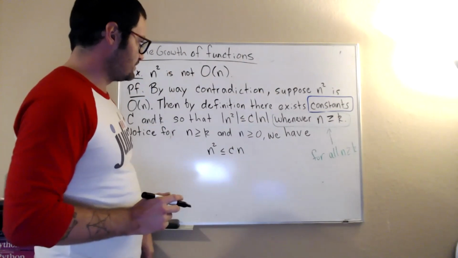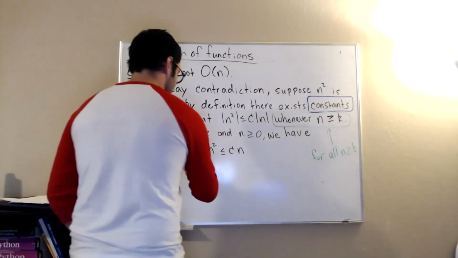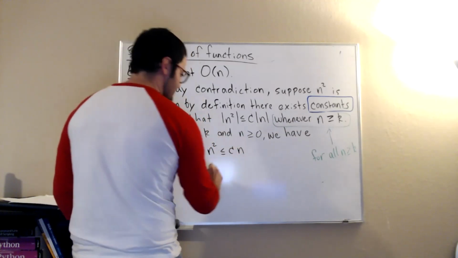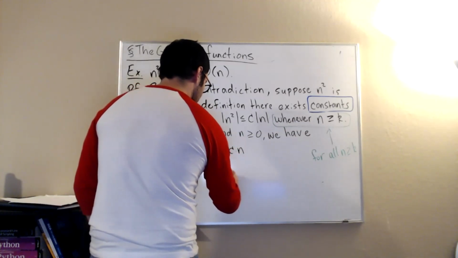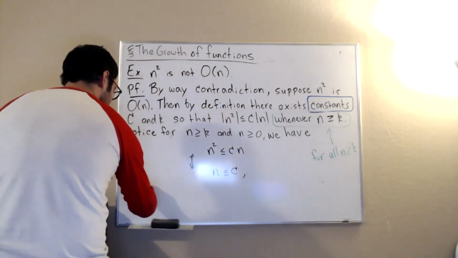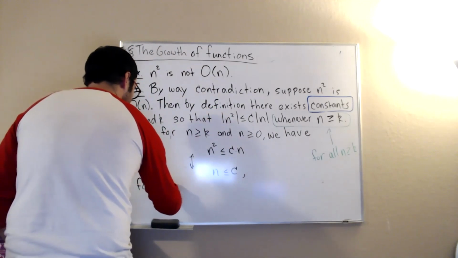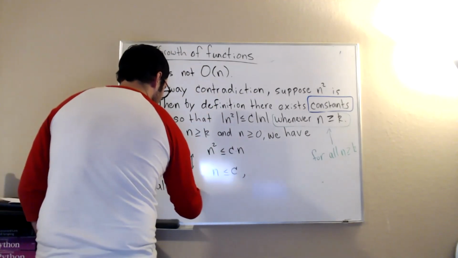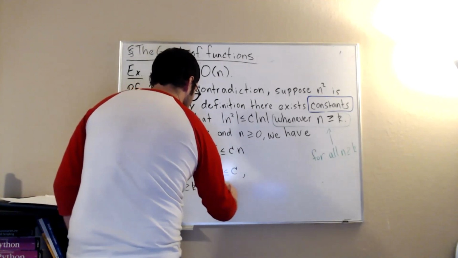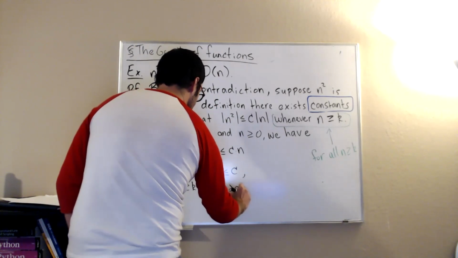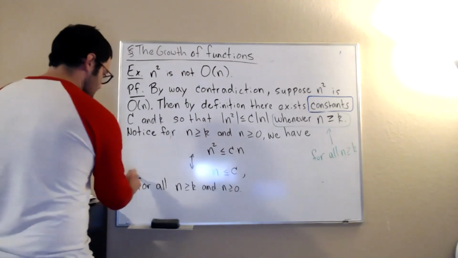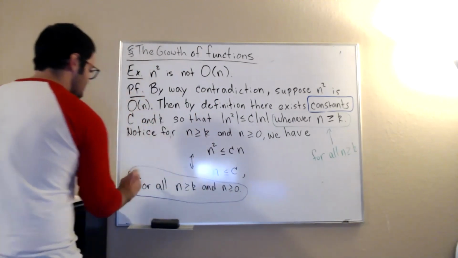So we can just keep on making n grow. But if this inequality holds and n is greater than or equal to 0, then it must also follow that if you divide both sides of this inequality by n, you get n is less than or equal to c. And again, that has to hold for all n greater than or equal to k and n greater than or equal to 0. Does anyone see a problem with this right there?